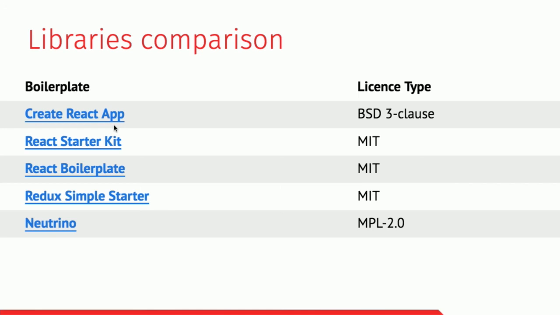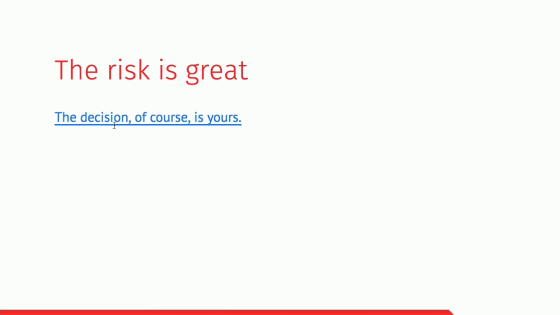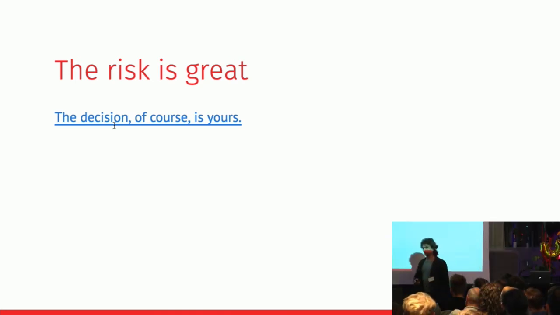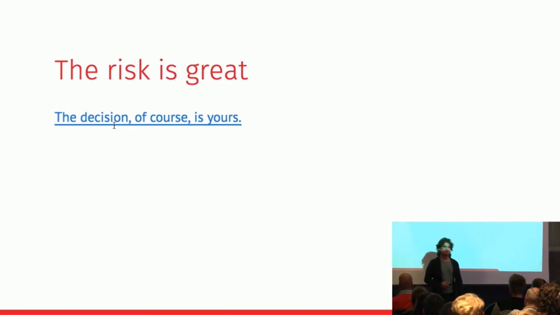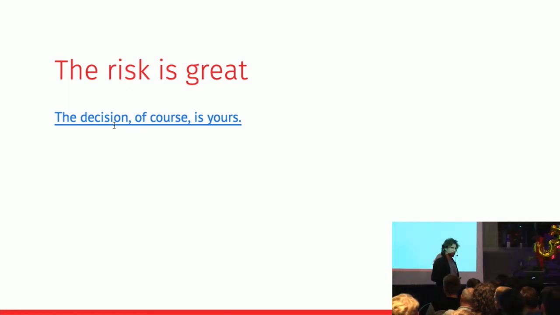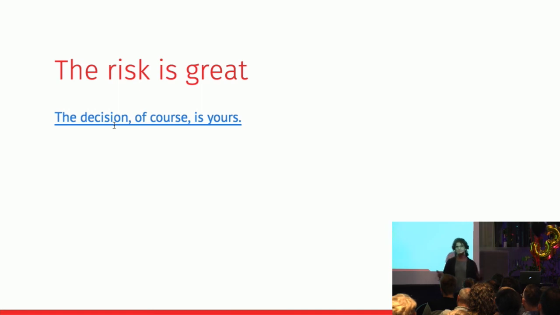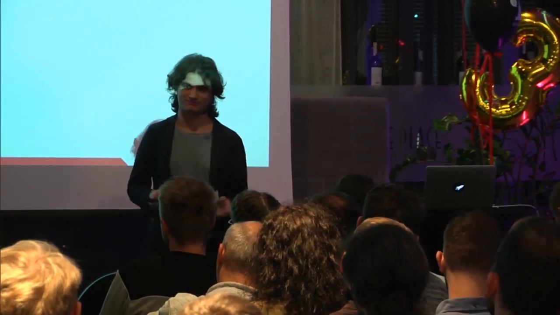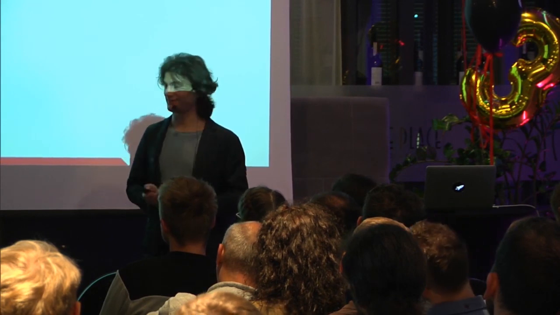License is all permissive. You can use it commercially with a commercial project. The only thing I don't fully understand is that Neutrino doesn't allow you to use its trademark. I don't really understand what it means. But generally they're all permissive licenses. Okay, so the risk is great, and the decision is yours. It was my decision to use Create React App, but finally it didn't match very well with styled components. So yeah, a lot of failure.